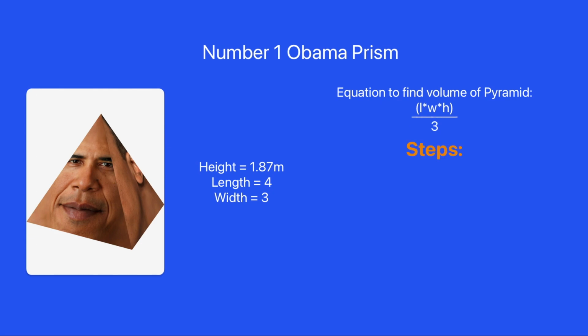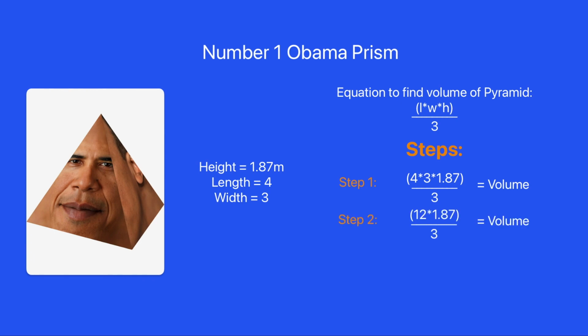So now let's look through the step-by-step process on how to find the volume of the Obama Prism. Step number 1 is to replace all of our known variables with what we already know. So we know that the length is 4, so we replace L for 4. We know that the width is 3, so we replace the W with 3. And we know that the height is 1.87, so we replace the height with 1.87.